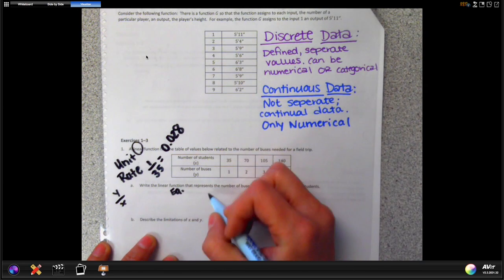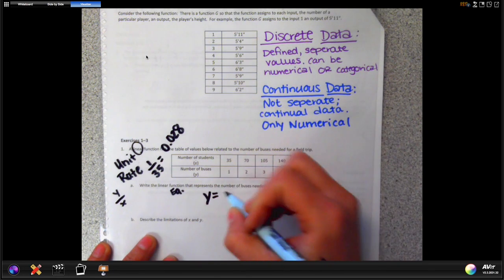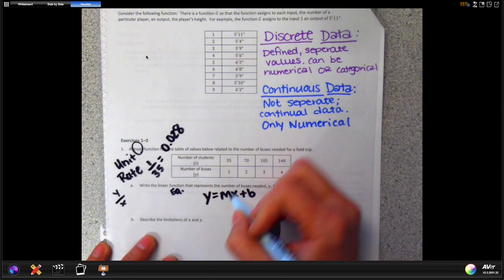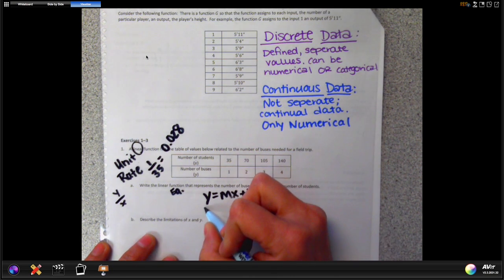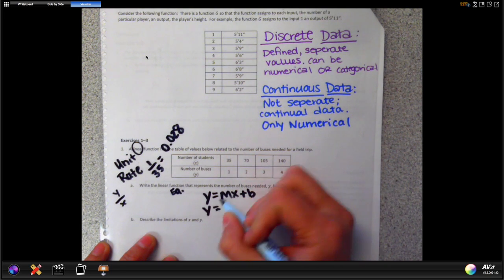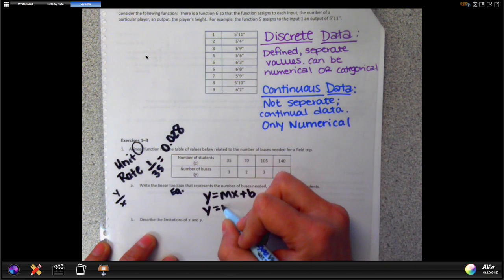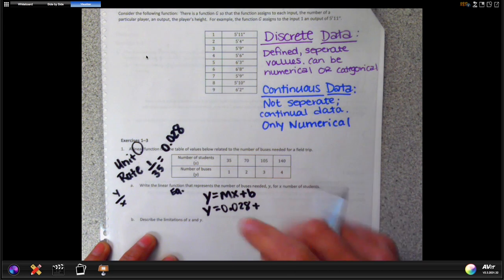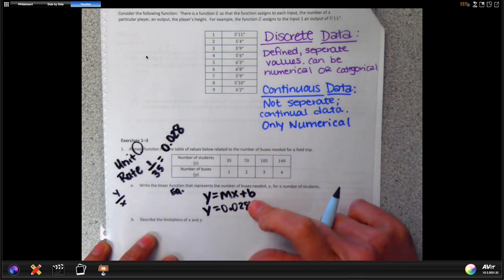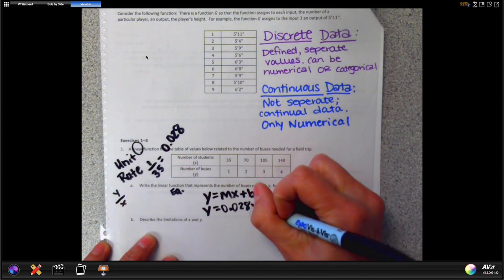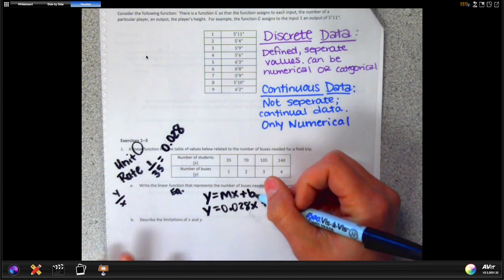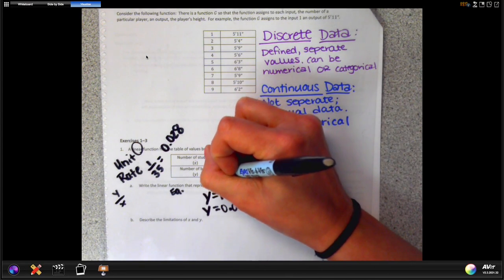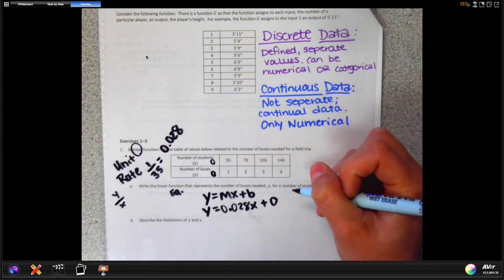So my linear function, we're going to use the general form y equals mx plus b here, where m is my rate and b is my starting amount. So this one's going to be y equals my rate. My unit rate is 0.028, oops, I'm sorry, I forgot my x there. x plus b, where b is my starting amount. If I take 0 students on a trip, my starting amount would be 0 buses in this case.